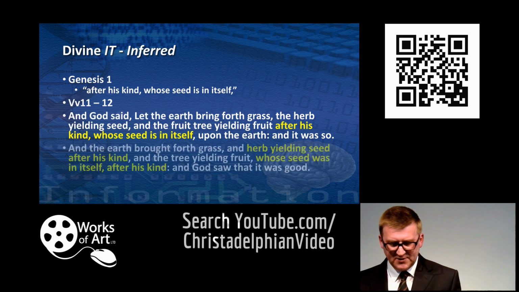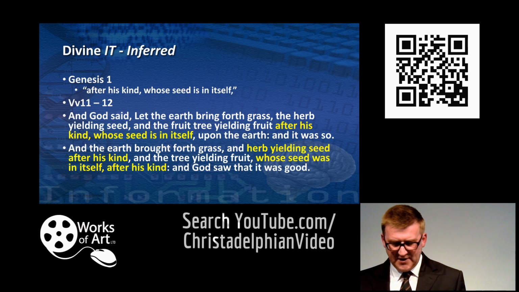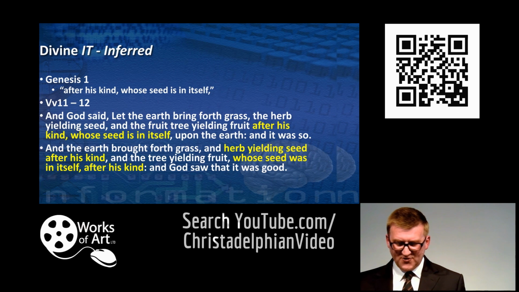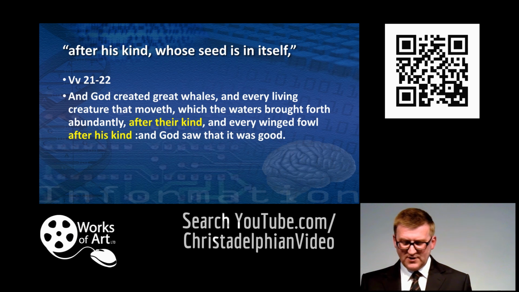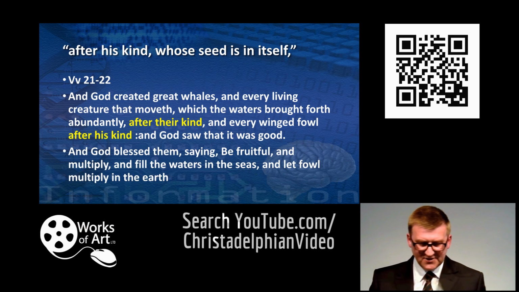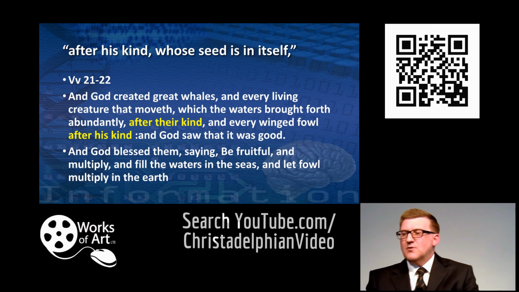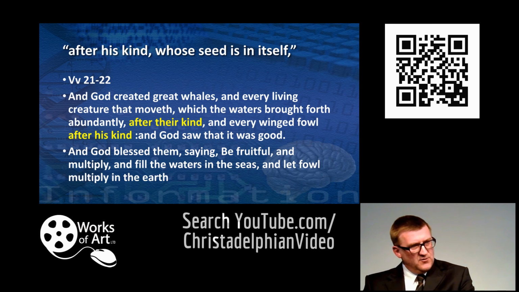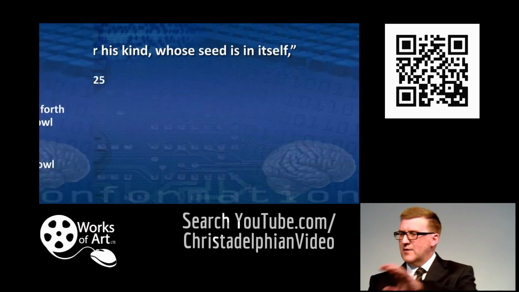Okay, when we go to verse 21, we move on into the sea and the air. God created great whales and every living creature that moveth, which the waters brought forth abundantly, after their kind, and every winged fowl after his kind. And God saw that it was good. And God blessed them, saying, be fruitful and multiply and fill the waters in the seas. So we're seeing a pattern developing, aren't we? We've gone from the plants, the whales and the fishes in the sea, the birds, and now we come to land.